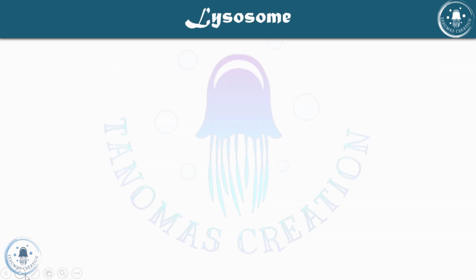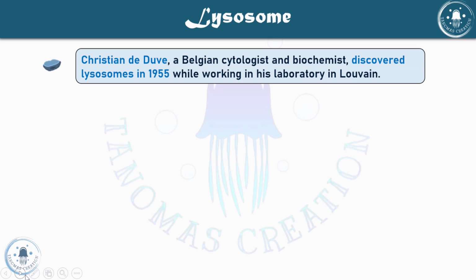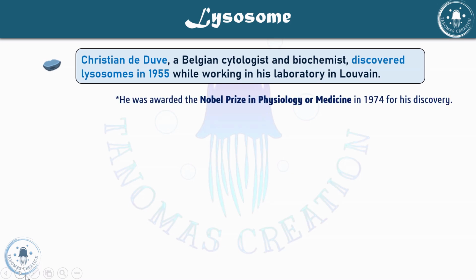Now coming to the lysosome. This is a lysosome. This is a small molecule. It was discovered by Christian de Duve in 1955. Christian de Duve was awarded the Nobel Prize in Physiology and Medicine in 1974 for his discovery of the lysosome. All these organelles were discovered in different phases of time, and then we have a total organelle list of the cell.